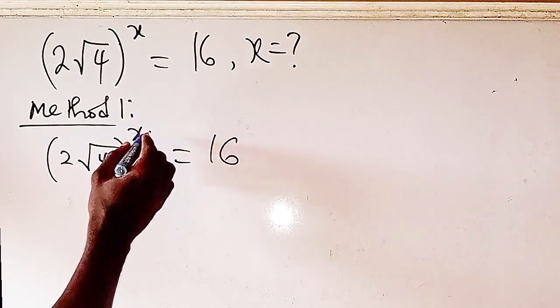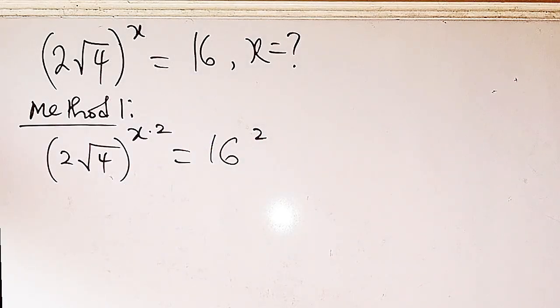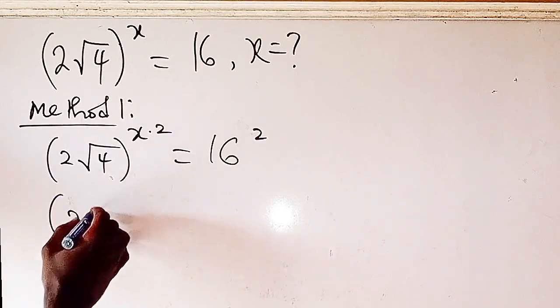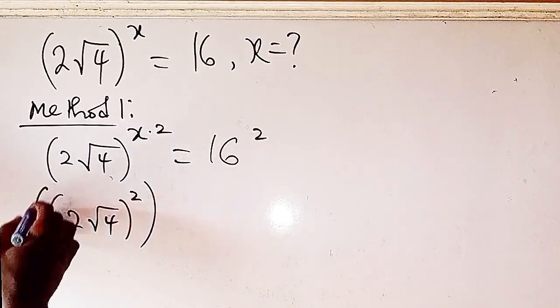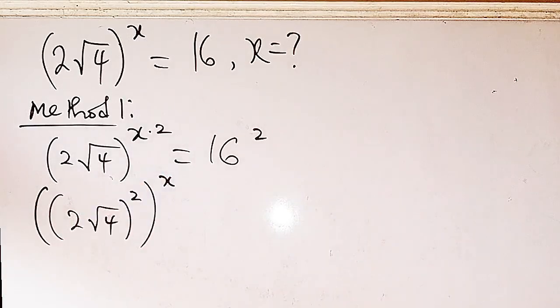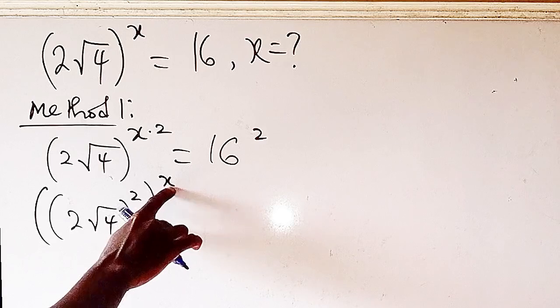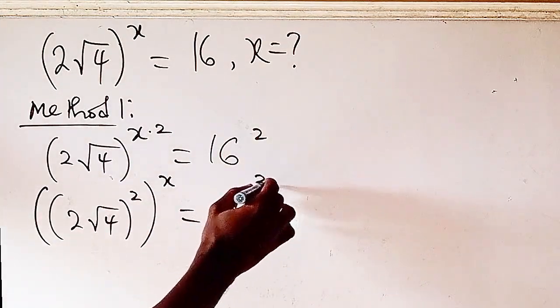Now I'm going to multiply the power by what? By 2, to both sides of the equation. If I do that, I can have this to be 2 root 4, then these two can come and we're going to have x outside like this. From the law of indices, these two can multiply, x times 2, the same thing. So equals, we have 16 to the power of 2.